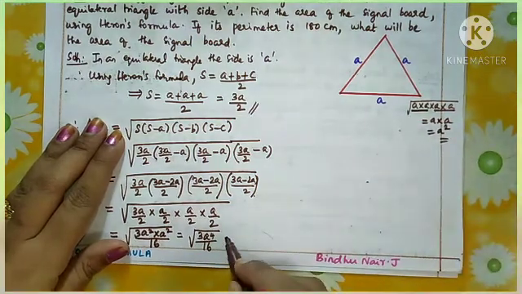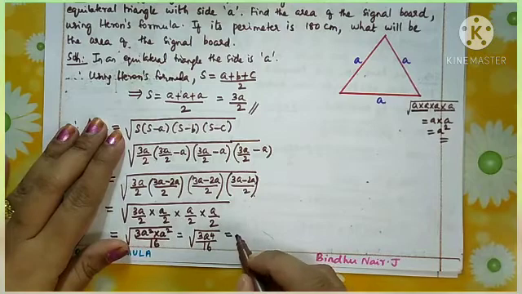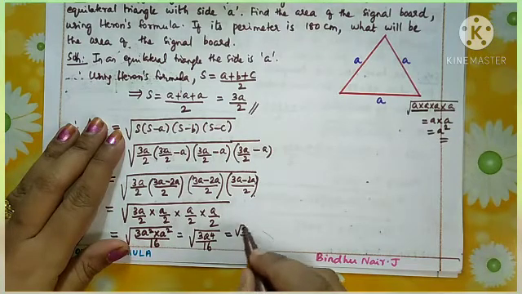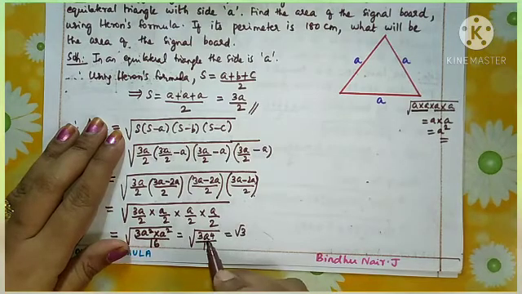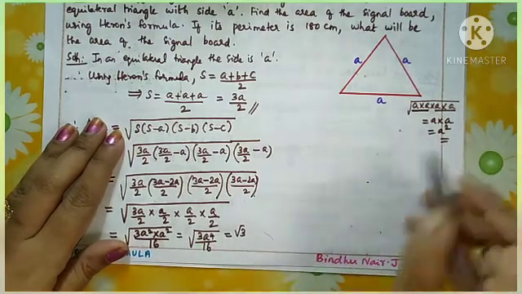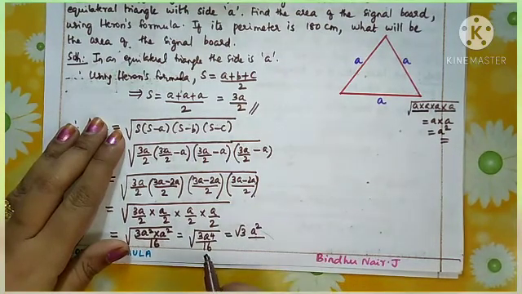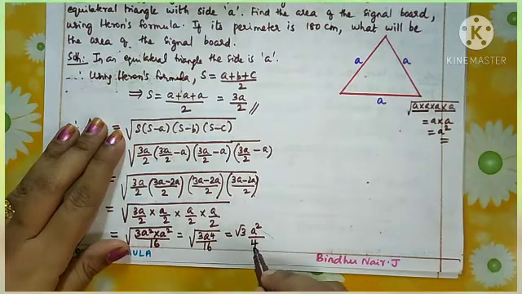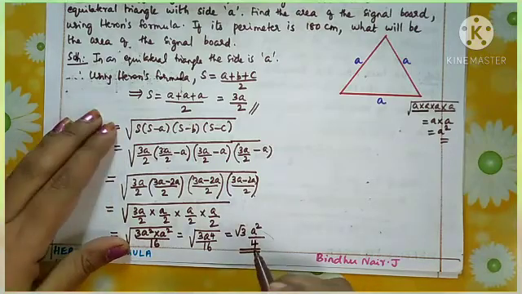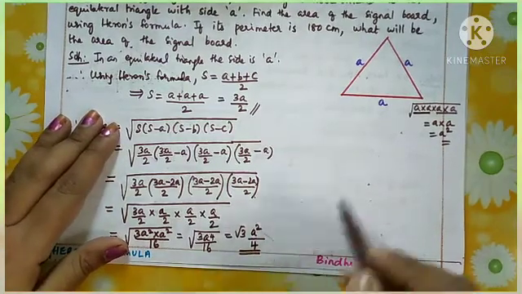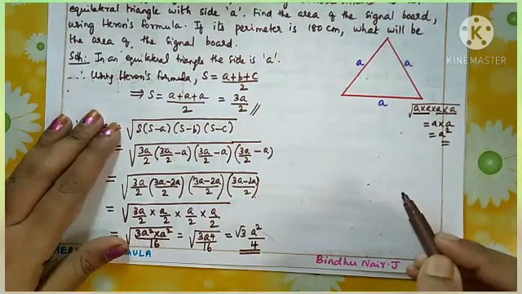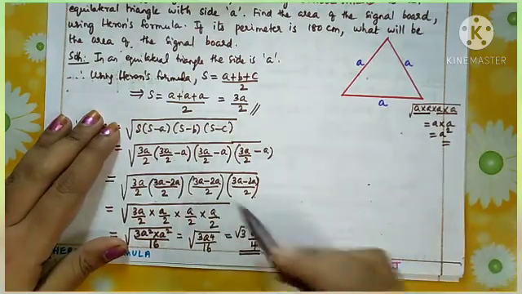Okay. So I am going to write the answer. So it will come root 3. 3 is not a square number, so let it be in the root. A power 4, the root is a square, by, what is the root of 16? Yes, 4. So by 4. Okay, so this we got as the area of the triangle. Understood? So do the simplification correctly.